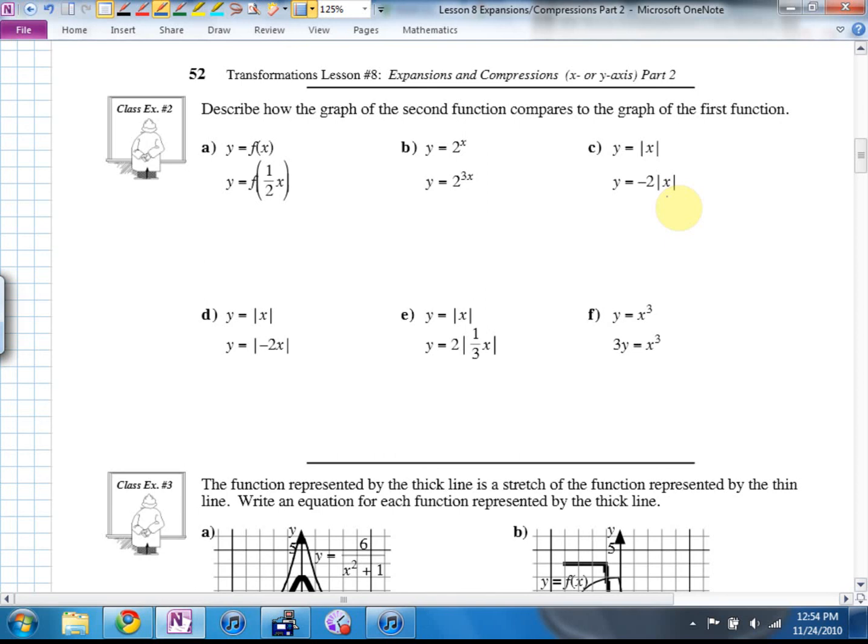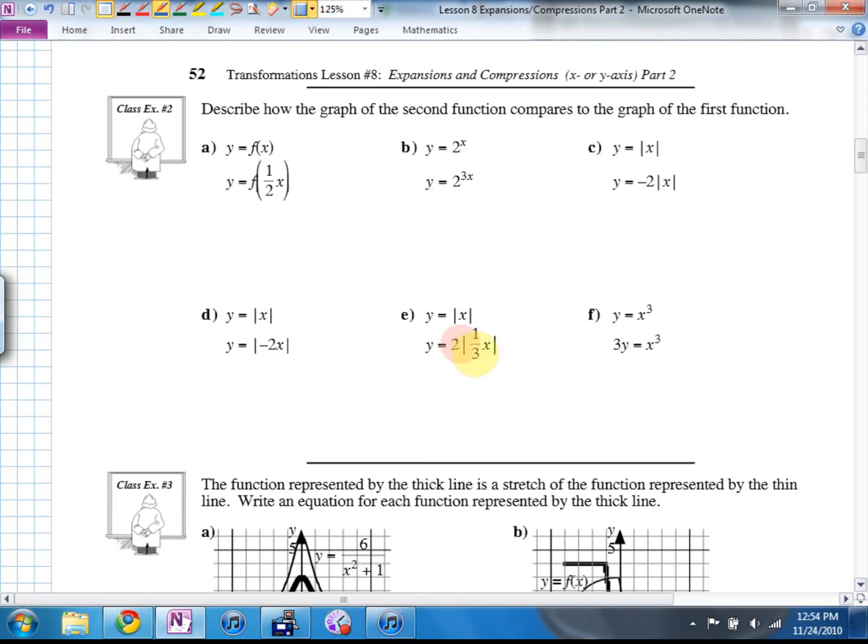Try E. What's the 2 do? Vertical expansion by 2. What's the 1/3 do? Horizontal expansion by 3. So you double your heights, you triple your x's. That'd be your new points. Okay.